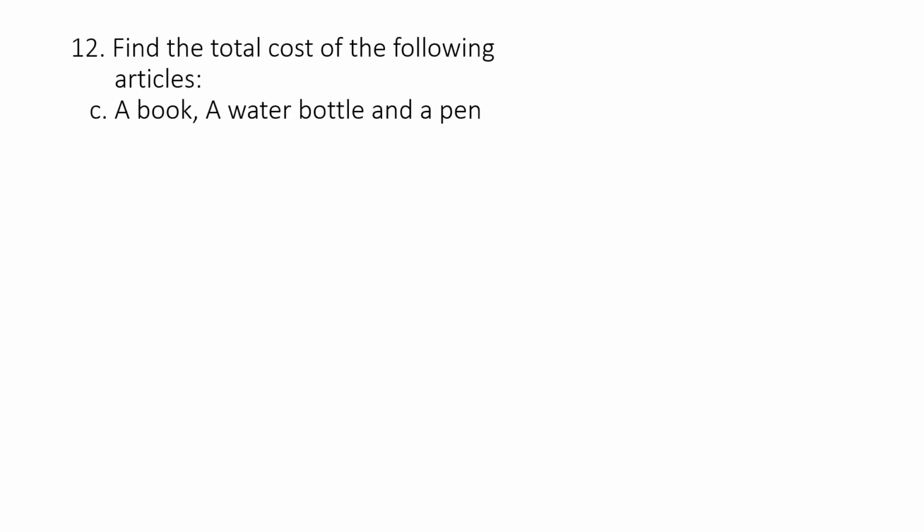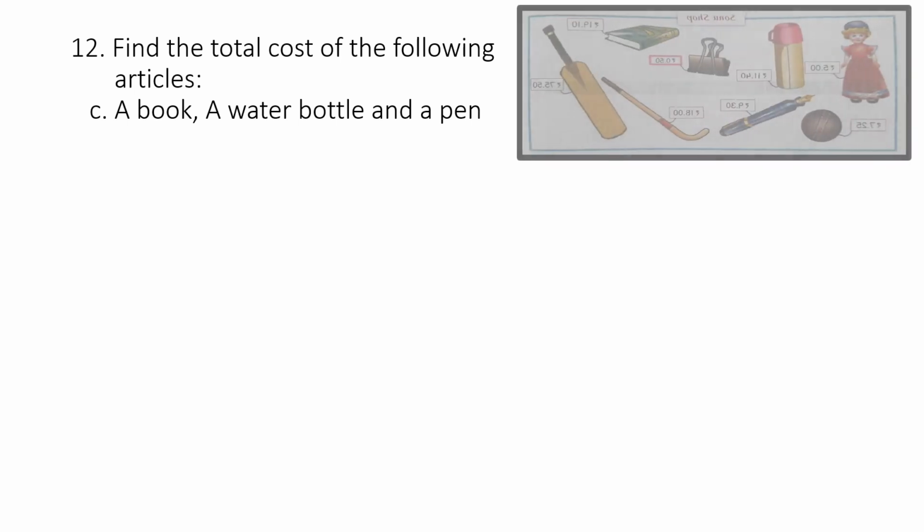Find that we have to calculate the total cost of the following articles. That is part C I am doing. So it means A and B you will be doing yourself, and I am doing part C, which says a book, a water bottle and a pen. The total of these three items has to be calculated, right?